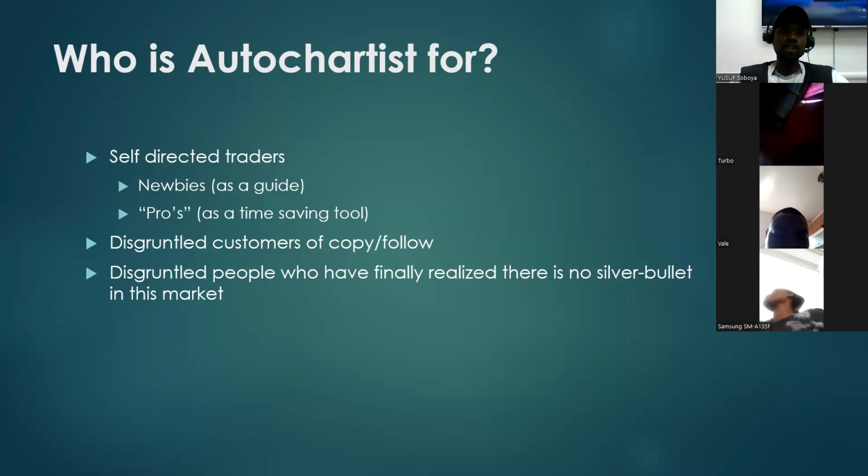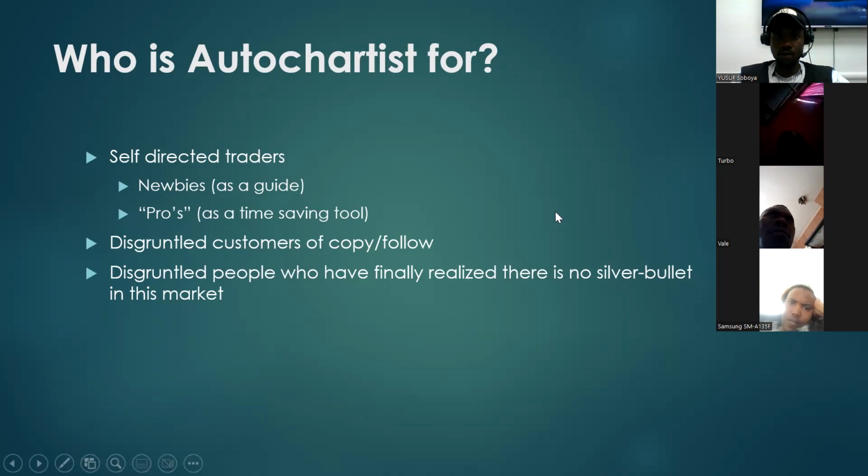So it's very important to newbies, people that are new in a market, so that you can actually get in an auto chartist and select specific trades that you want. You see the entry level, target and the stop level. It disappointed the customers of copy trading, people who have finally realized there is no silver bullet in this market. There's no silver bullet in the market, but as long as you have the analysis, it's way better than to not have any analysis at all.